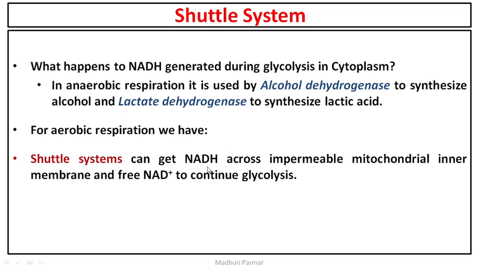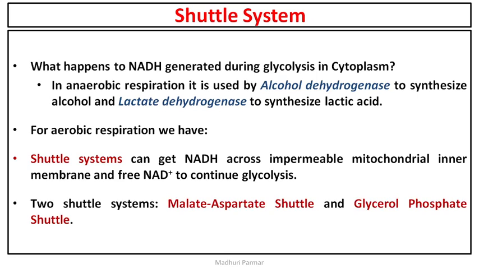So this NADH from the cytoplasm cannot enter the mitochondria, and from the mitochondria, NADH cannot easily leave. Clear? So to transport the electrons and the protons from NADH to mitochondria, we have shuttle systems. As you can see, I said shuttle systems, not shuttle system, which means there are two of them. One is known as malate aspartate shuttle, and the other one is called glycerol phosphate shuttle. Let us begin with the first one, which is malate aspartate shuttle.